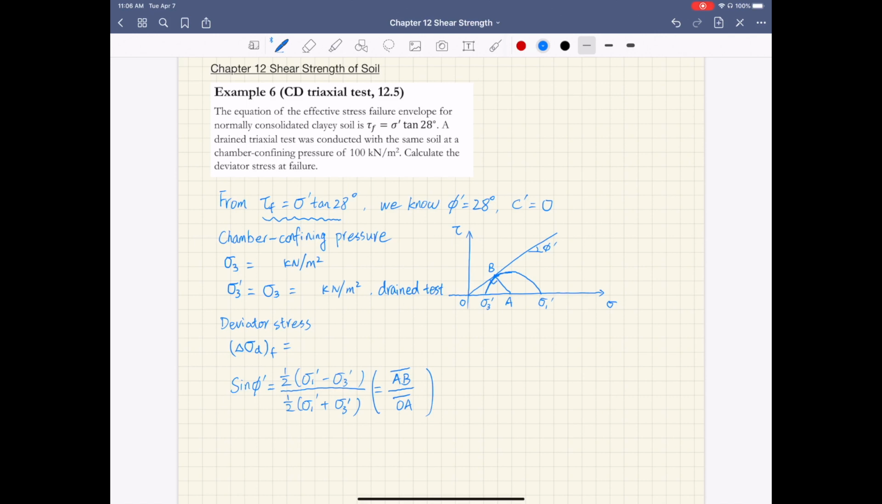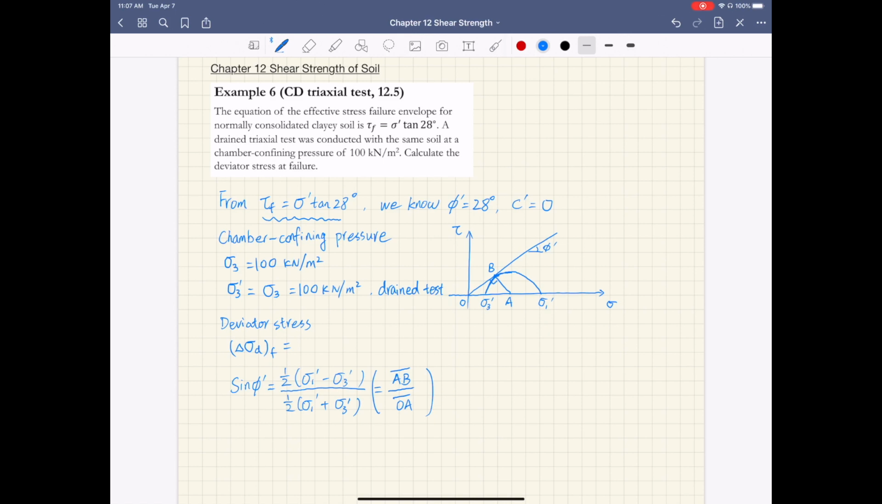And then you are also given the confining pressure of 100 kilonewton per meter square. For triaxial test, again, the confining pressure is your minor principal stress sigma 3. So we know sigma 3 is 100 kilonewton per meter square. And for drained test, pore pressure is 0. So sigma 3 prime equals sigma 3, which is also 100 kilonewton per meter square. So effective and total stresses are the same.